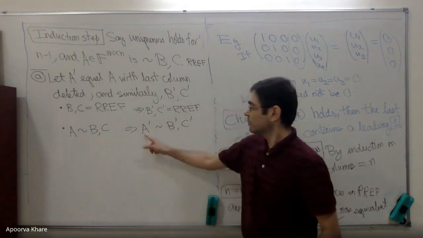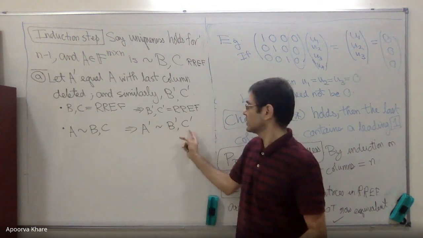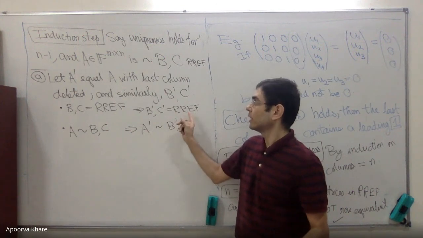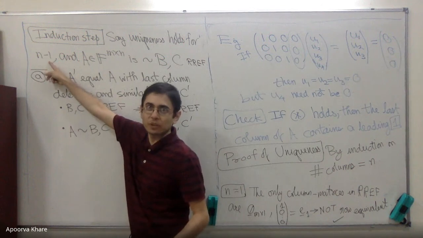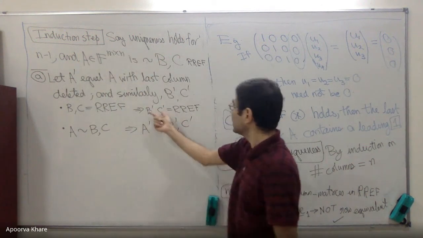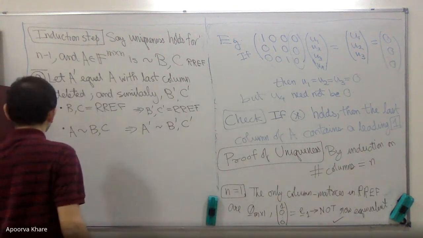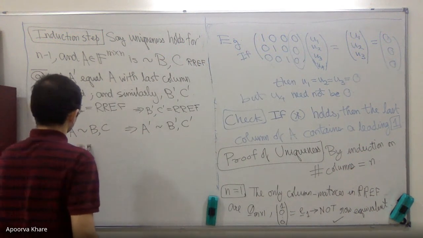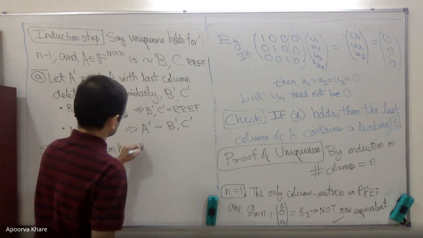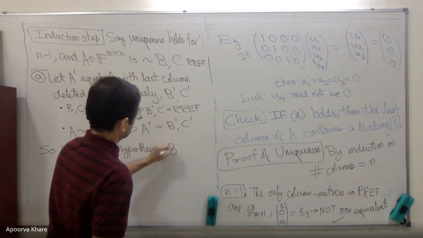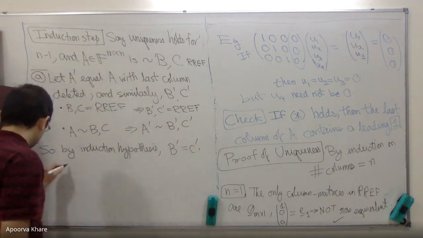I have some matrix which is row equivalent to two matrices in row reduced echelon form. And these matrices have a fewer number of columns. They have n-1 columns. So by the induction hypothesis, I know the uniqueness applies, so B prime equals C prime. So by induction hypothesis, first of all, you have this. Now I say part B.